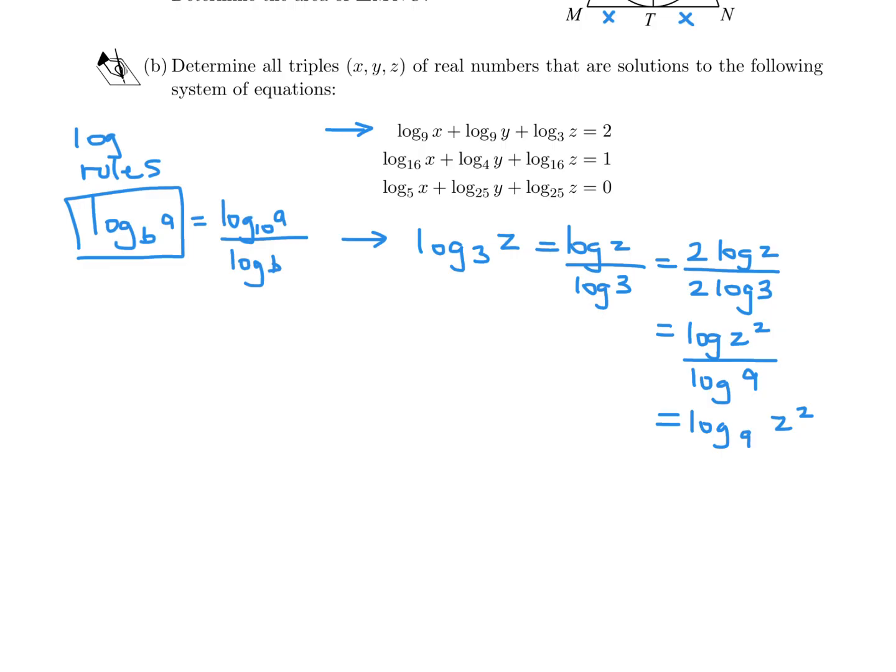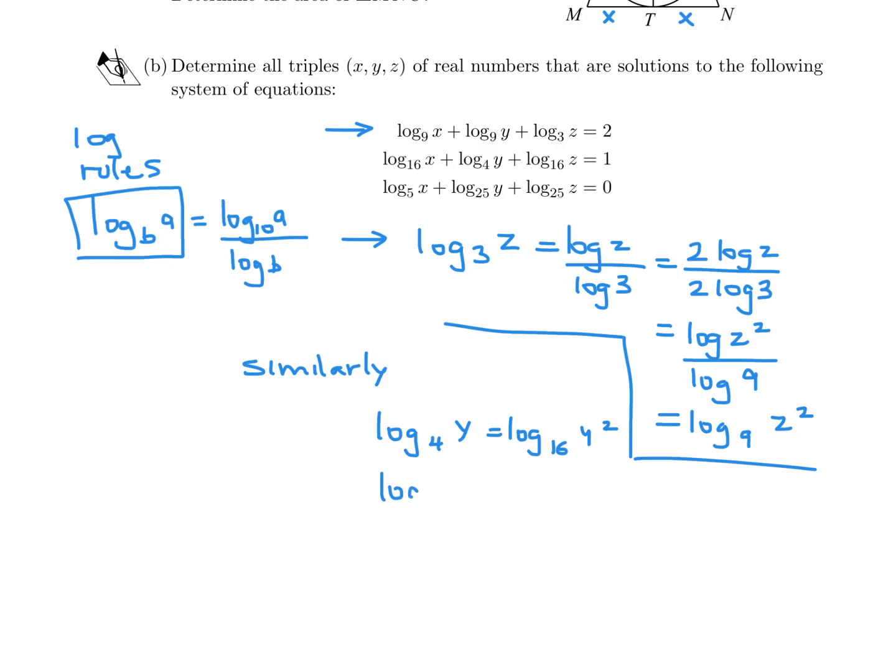So I hope you can see how that log rule really helped. And therefore, similarly, you can do the same thing to get that the log of y to the base 4 is the same as log of y squared to the base 16, just like I did here. And you can also get that the log of x to the base 5 is the same as the log of x squared to 25, using the same steps that I did there. So then we go back and we plug all that into those original 3 equations to modify them using these 3 findings.